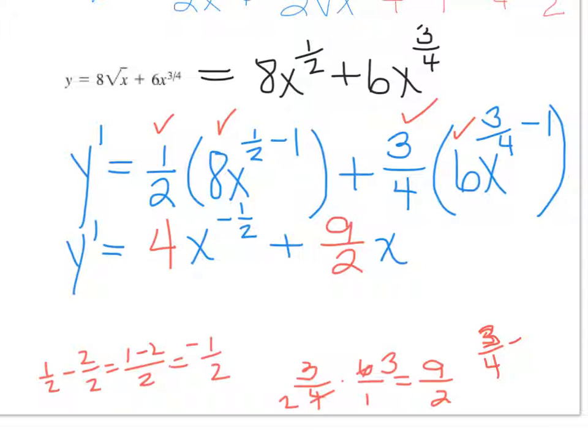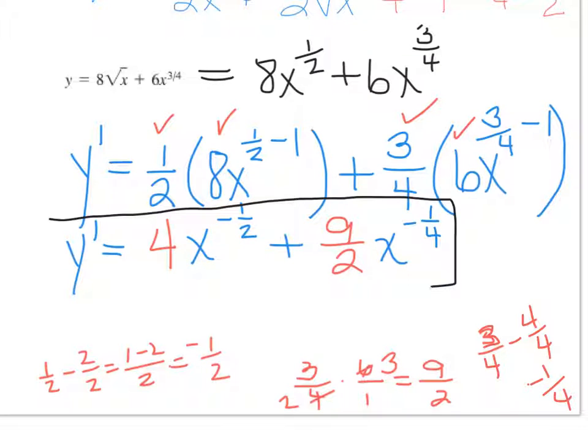3/4 minus 1 is the same as 3/4 minus 4/4. So we have 3 minus 4, which is -1 over 4. So our power here then on the x is going to be negative 1/4. And at that point, you can stop, because there really is no reason to change any of this to anything else. The only other changes you could make would be to put the x to the minus 1/2 power in the denominator and the x to the 1/4 power in the denominator, but you can actually stop here.